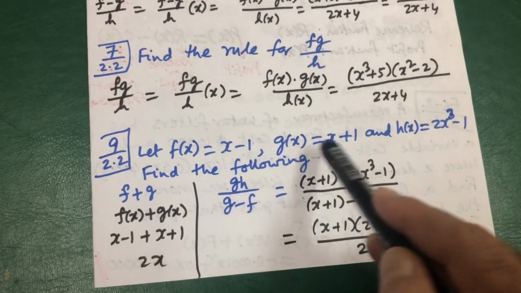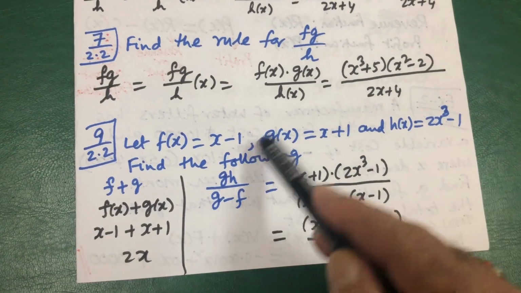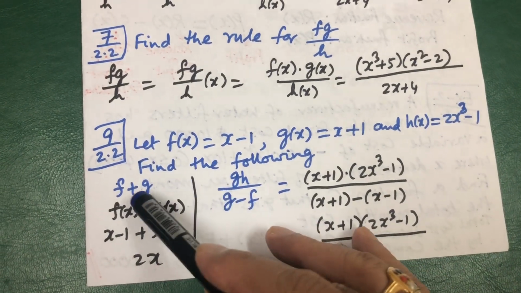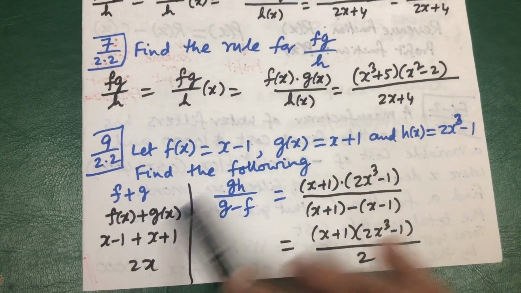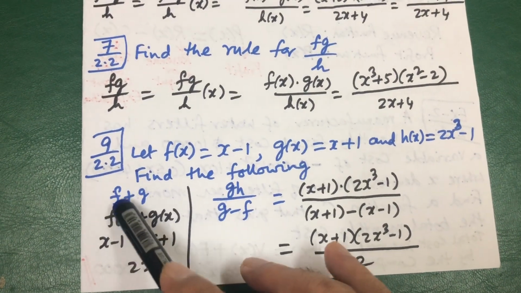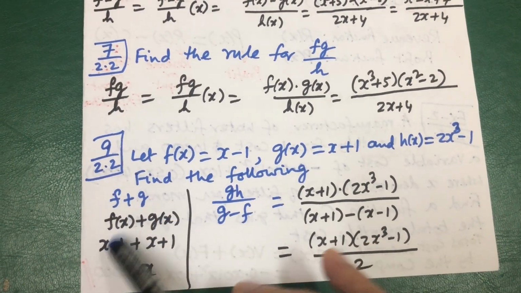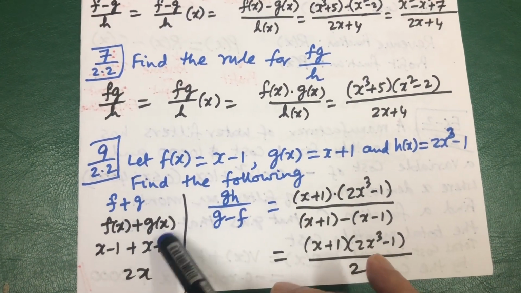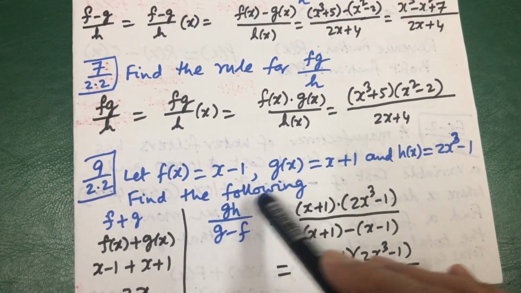Now f(x) is equal to this, g(x) is equal to this, h(x) is equal to this. Find the following. First f plus g. f plus g means this plus this. So f plus g means f(x) plus g(x). f(x) is x minus 1, g(x) is x plus 1. 1 will cancel, so 2x. Next, gh over g minus h.